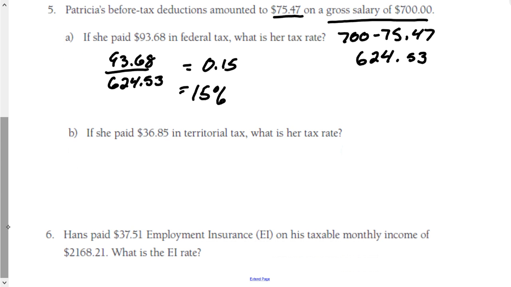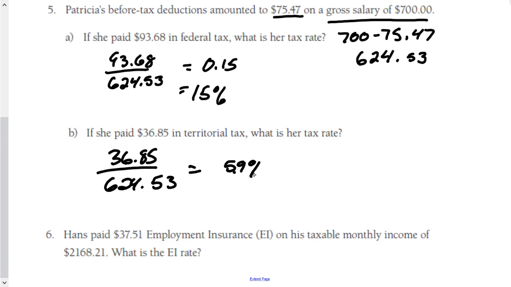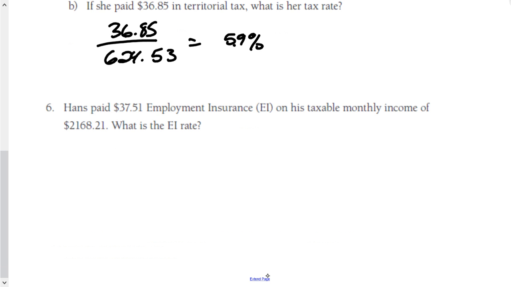If she paid $36.85 in territorial tax, it's the same setup with the new income number. That gives us about 5.9%. Hans paid $37.51 on his taxable monthly income. What is his EI rate?